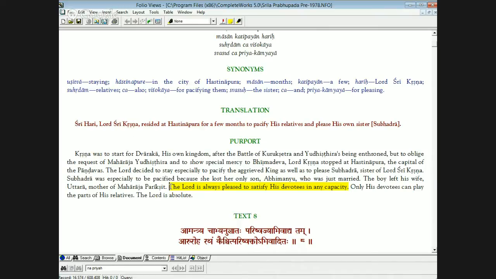At the time of the war, some of them were 80, 90 years old. By today's standard that is very old, but at that time people were living longer, so it's not old. Imagine today an 80 or 90-year-old going to fight; really funny. The Lord is always pleased to satisfy his devotees in any capacity.